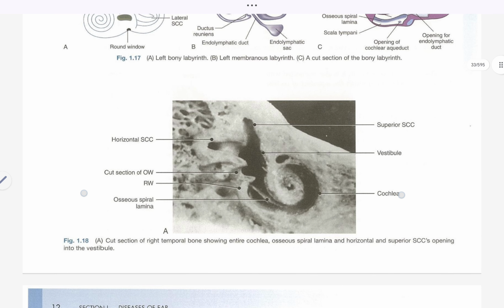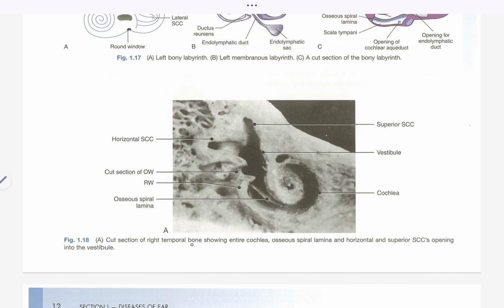In this diagram, we can see a cut section of the right temporal bone showing the entire cochlea, osseous spiral lamina, and horizontal and superior semicircular canals opening into the vestibule. Here we can see the horizontal semicircular canal, cut section of the oval window, round window, osseous spiral lamina. Here we can see the cochlea, vestibule, superior semicircular canal.